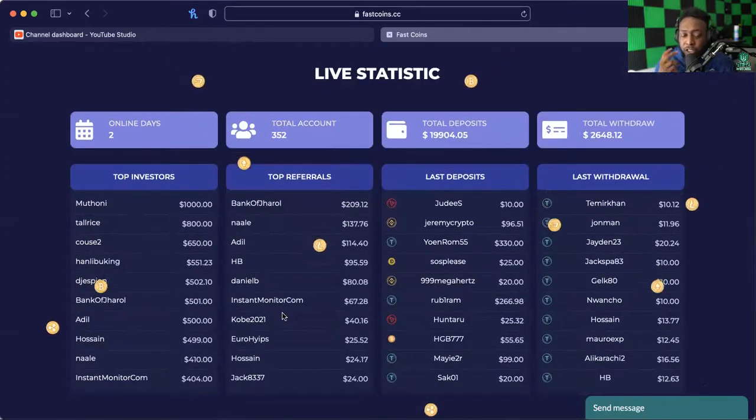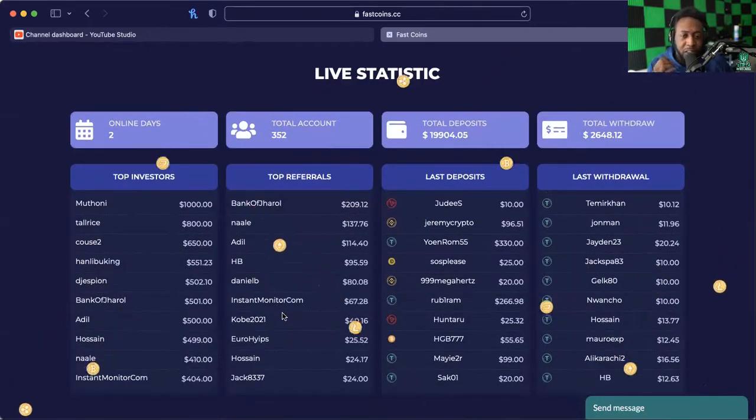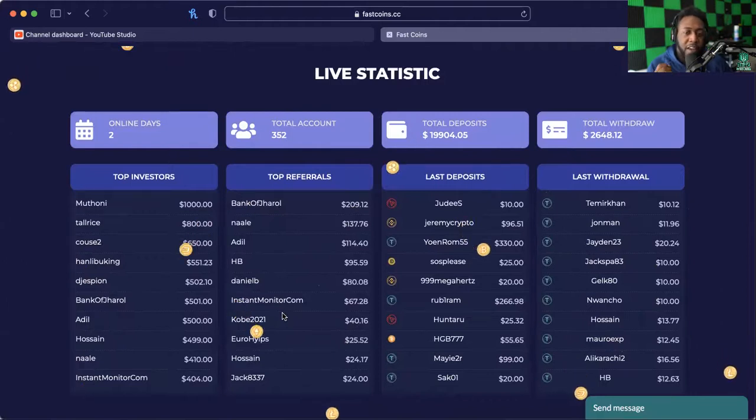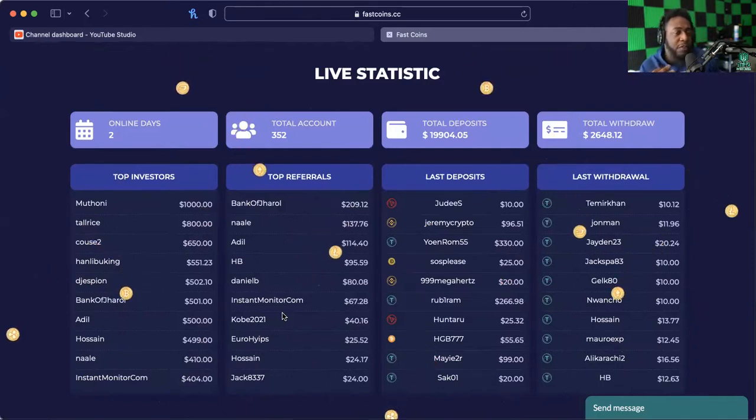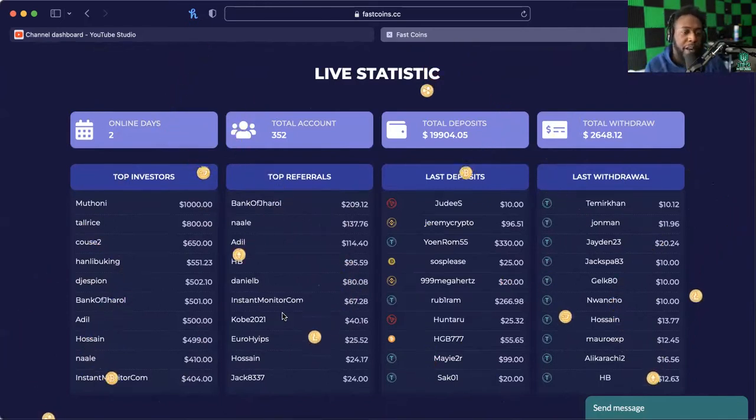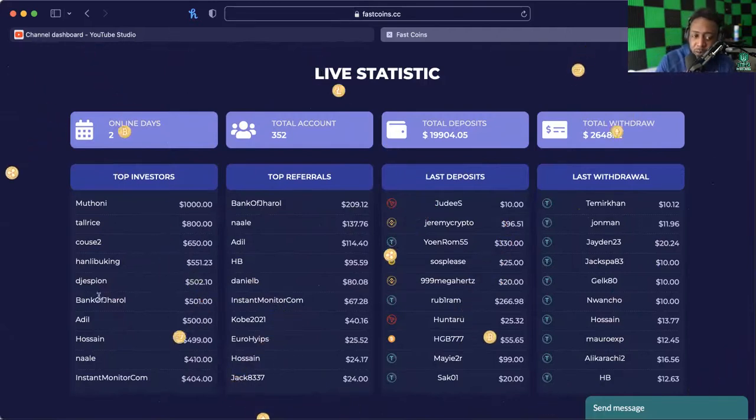Now, they've been online 2 days so far, so still in the beginning of this hype here. They had 19,000 in, and they have 2,600 out, all right? Pretty decent ratio starting out. 352 total accounts is pretty cool, all right? So they have a top investors portion. I'm in the middle of there somewhere. We got some people that have definitely put in more than me.